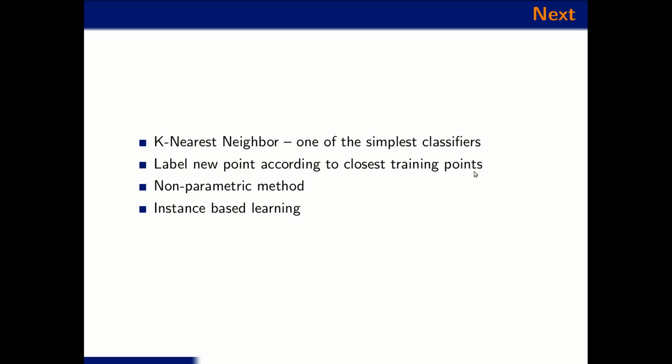Since there are no real parameters here to be tuned, k-nearest neighbors is often called a non-parametric method, also an instance-based learning method, since everything depends on the training instances.